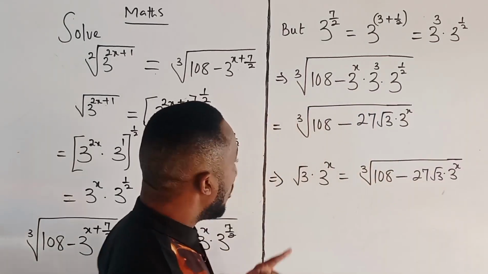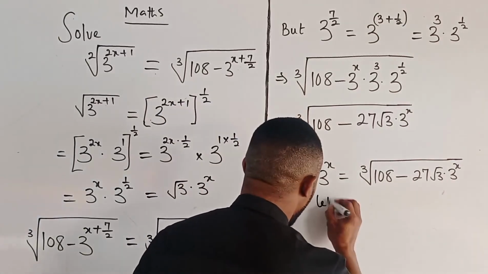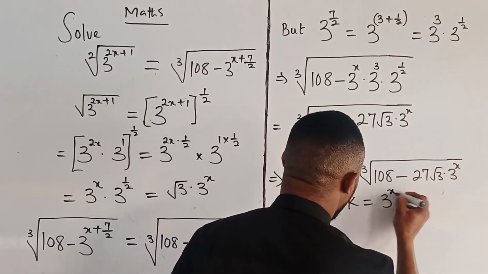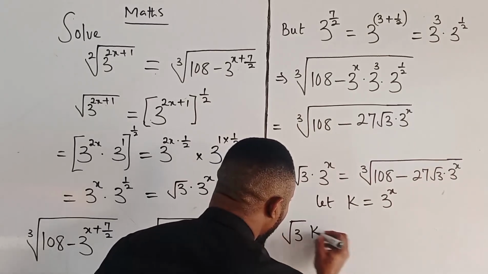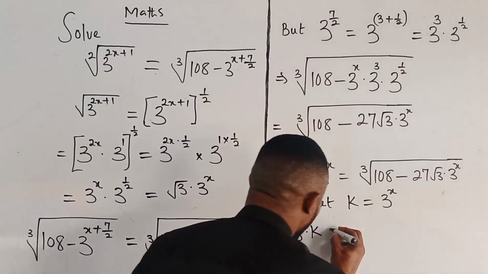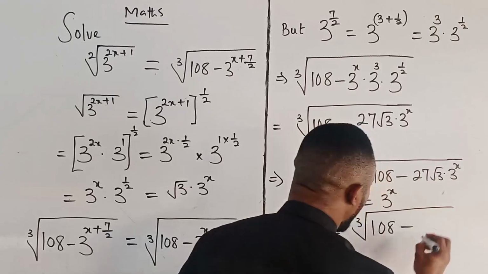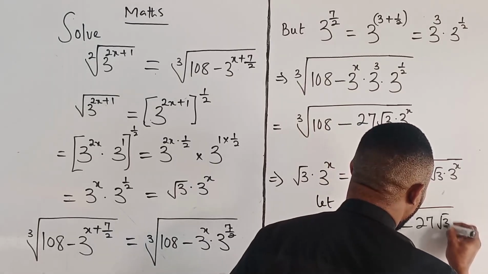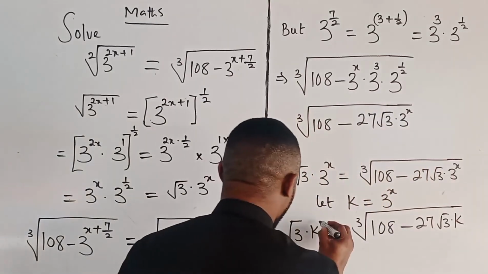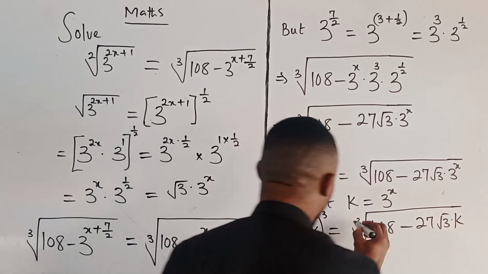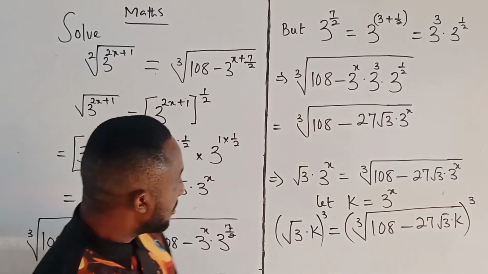So before we do anything to remove this cube root, I will say let k equals 3 to the x. I can then write this to be the square root of 3k multiply k is equal to the cube root of 108 minus 27 rad 3 multiply k. So now I will then take the cube on both sides.